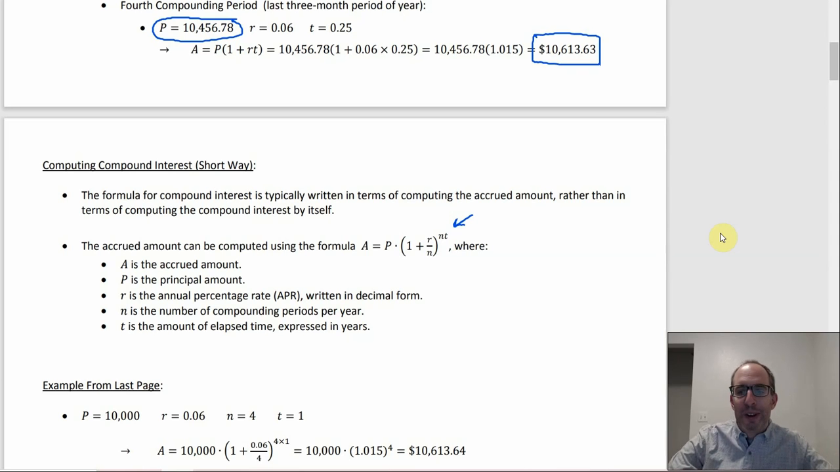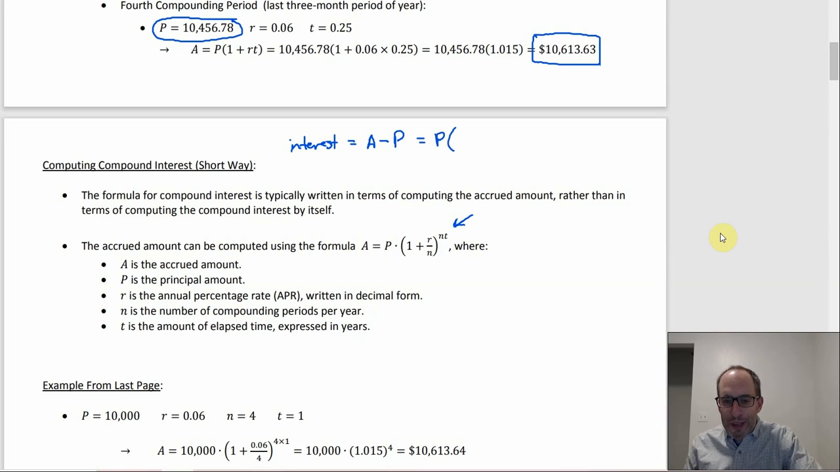Let's do that. All right, so the formula for compound interest is typically written as the accrued amount. If you really wanted the interest, you could get it. It would be that minus the principal, A minus P. If you took the difference, that would give you the interest. So I guess really it's P times (1 plus R over N) to the NT, minus P. That would be what the interest is.